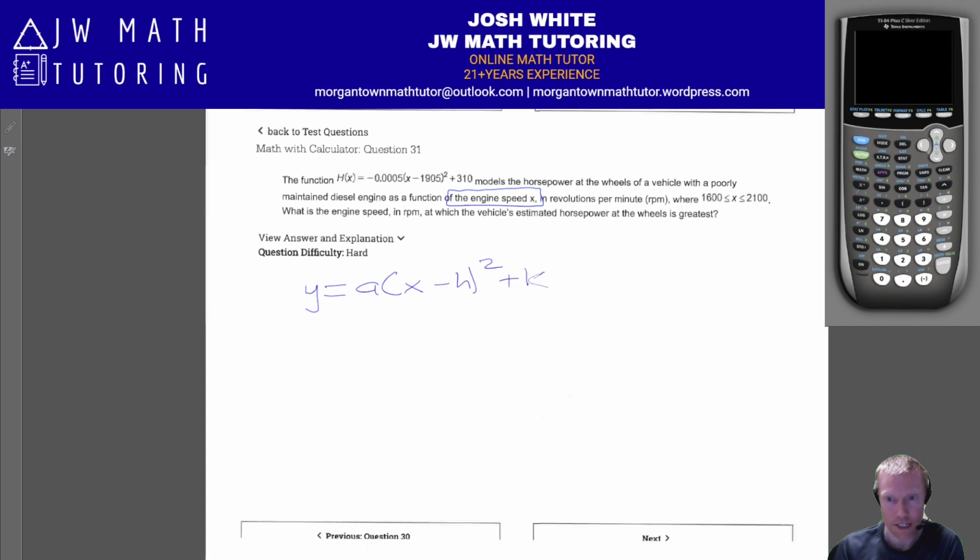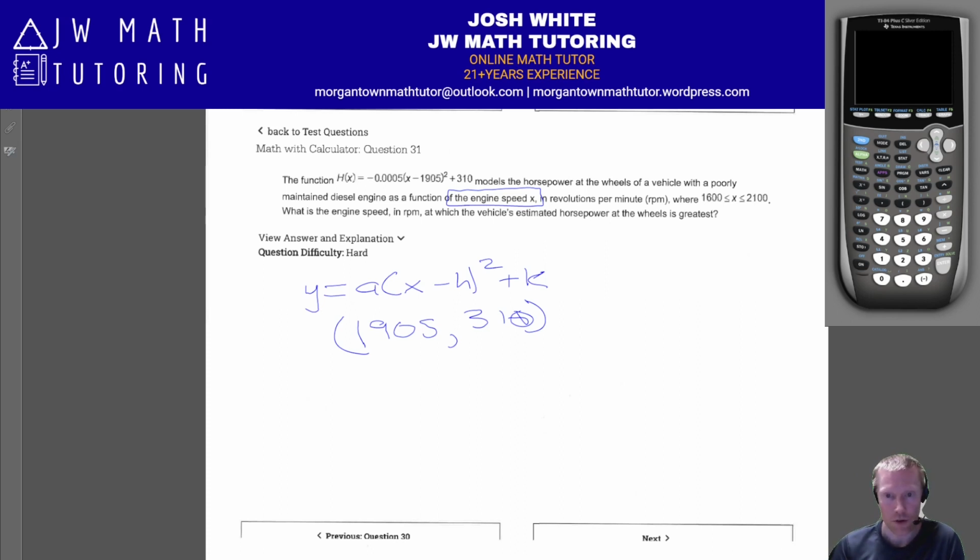Since this is a quadratic function and it is already in vertex form, we can just identify the vertex from this equation. It's going to be the point (1905, 310), because h corresponds to 1905 and k is going to be 310. So this is the vertex, and therefore this will be the maximum point of the graph.